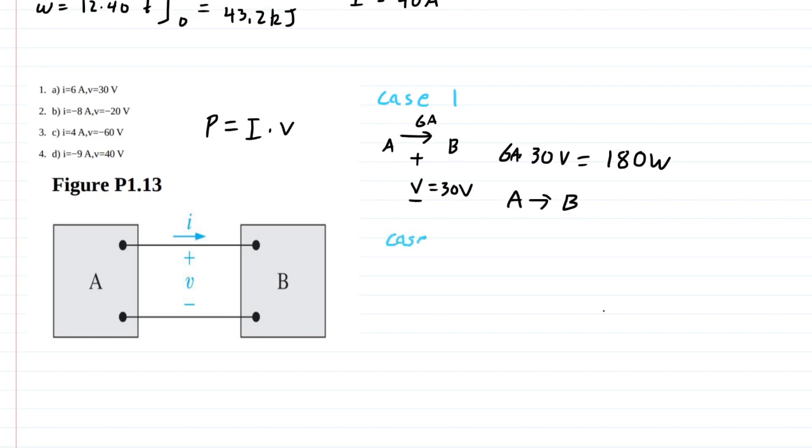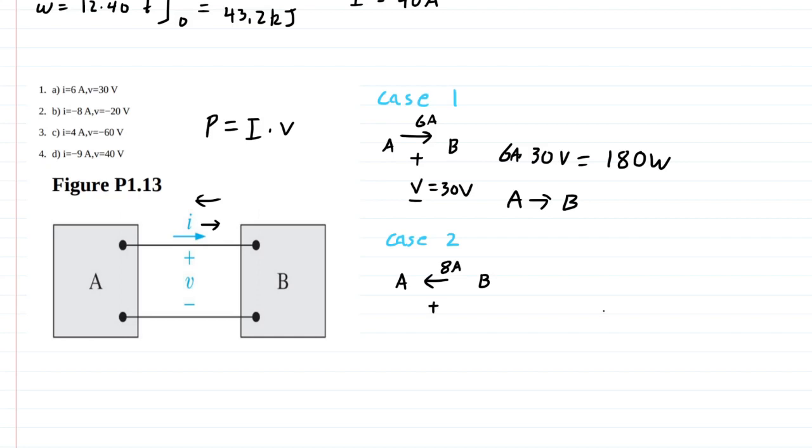So case 2, or case B, here's A, and notice we have minus 8 amps. That doesn't mean we have negative energy or negative power or anything. It just means that this arrow right here is actually going in the opposite direction. So we have 8 amps going from B to A, or minus 8 amps going from A to B. Either way is the same, it's just your reference.